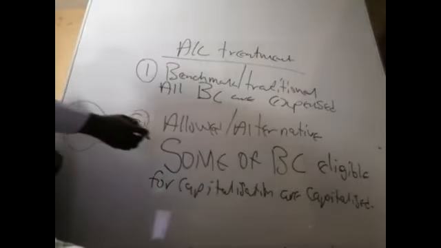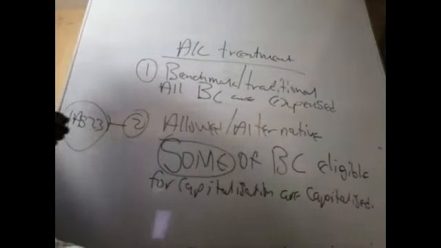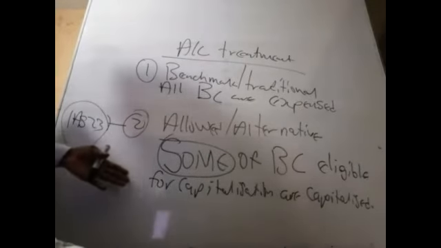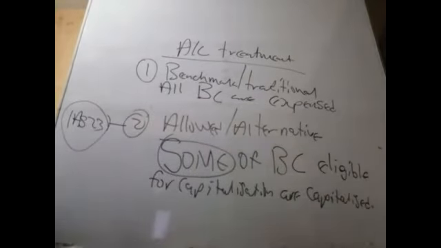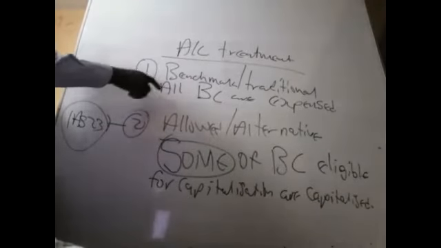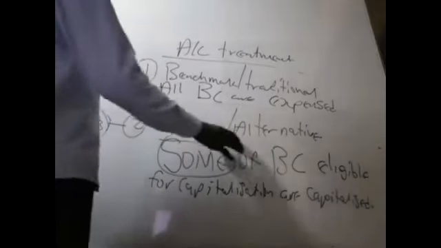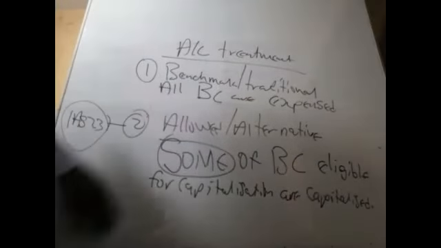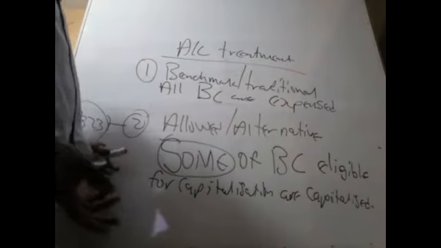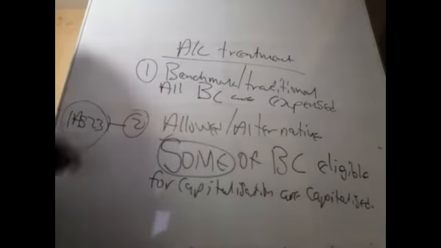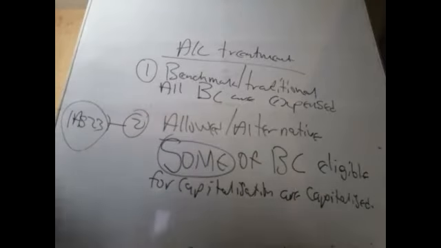Okay, so take this point. Look at the words that we are using. Some of the borrowing costs eligible for capitalization must be capitalized, or you can say that all borrowing costs eligible for capitalization must be capitalized. That statement is different from all borrowing costs must be capitalized. They are not the same. What I'm saying is that some of the borrowing costs that qualify are capitalized; those that don't qualify are expensed, and then you are done. So this is the IAS 23 version.